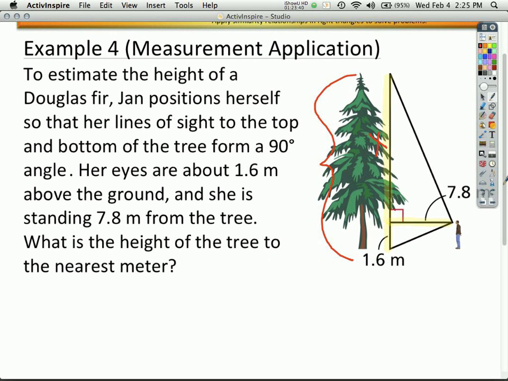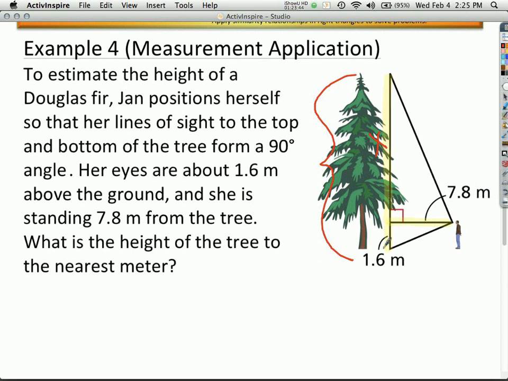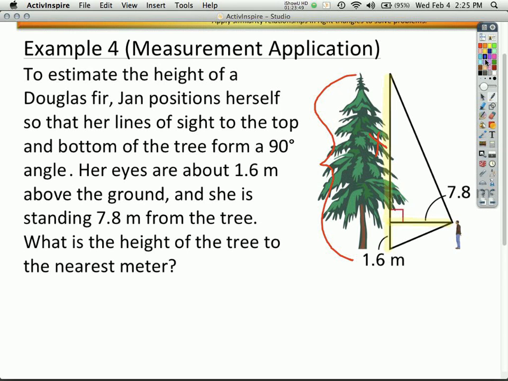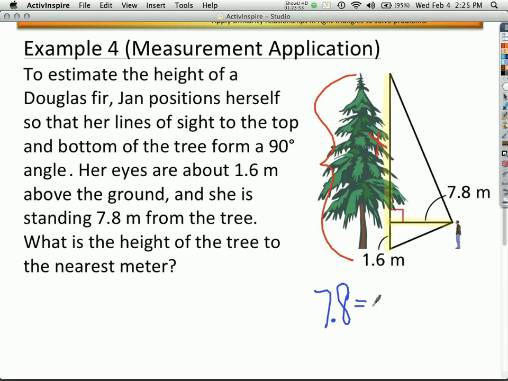So what's the relationship again? The altitude is going to be the geometric mean of this and this. And so we have 7.8 is going to be radical 1.6 x. Solve that, and you've got the missing piece. Add that to 1.6, and you've got the height.